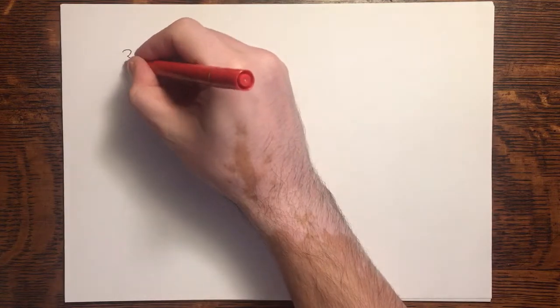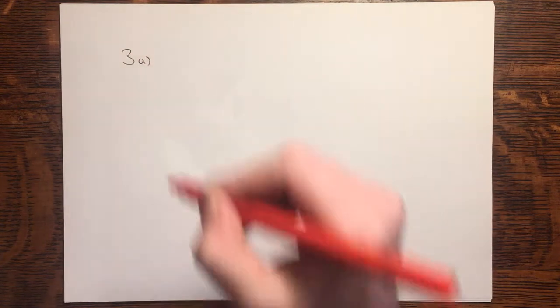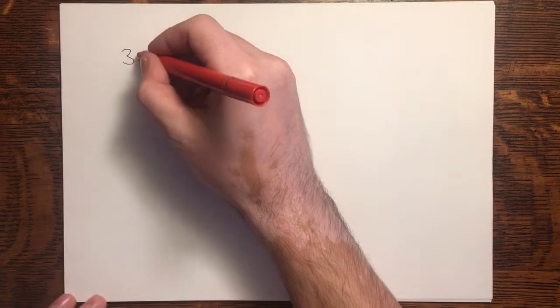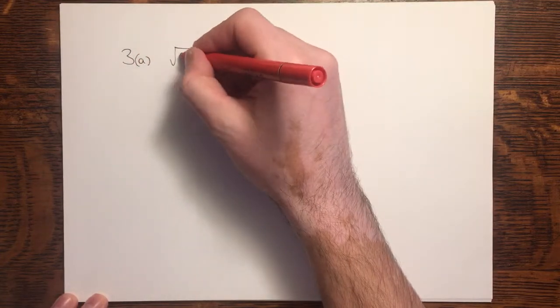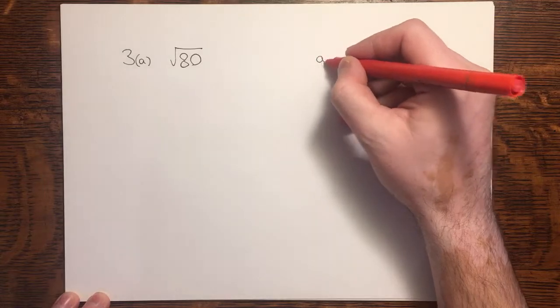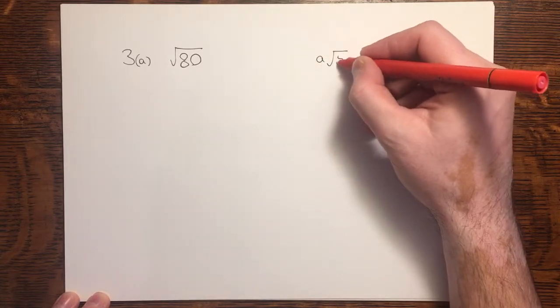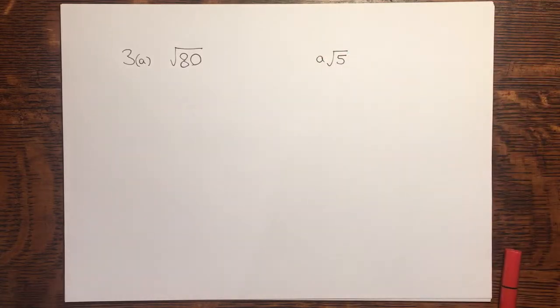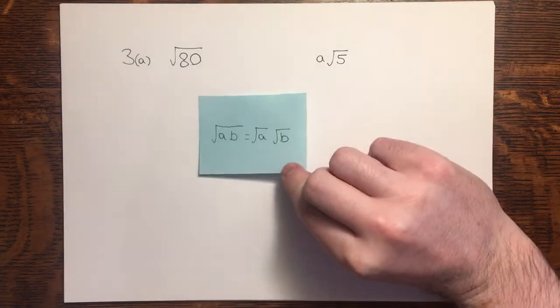In question 3, we move on to surds. In 3a, we are asked to express root 80 in the form a root 5. In order to do this, we need to apply this rule.